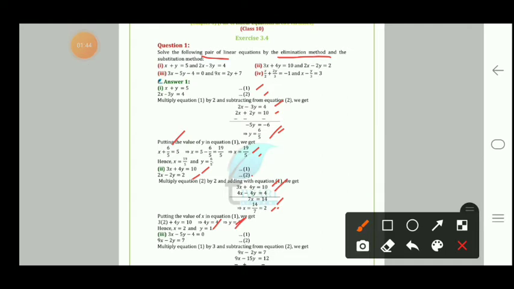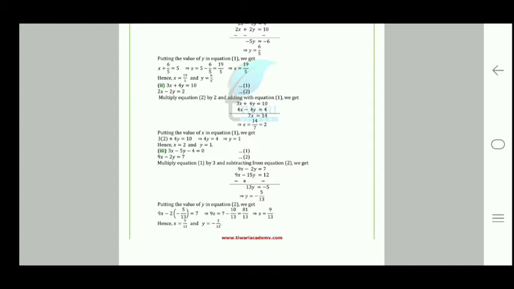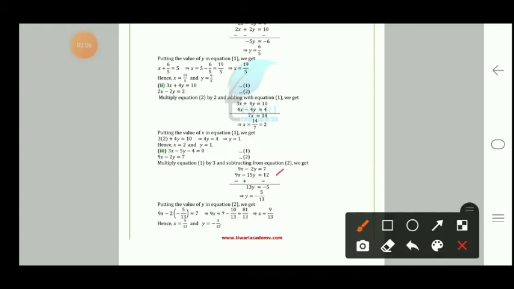Now if we see the third part, the equations given are 3x - 5y - 4 = 0 and 9x - 2y = 7. Multiplying equation number 1 by 3, because we are eliminating the term x, and subtracting them from equation 2. Equation 2 is 9x - 2y = 7. Now the first equation will become 9x - 15y = 12.